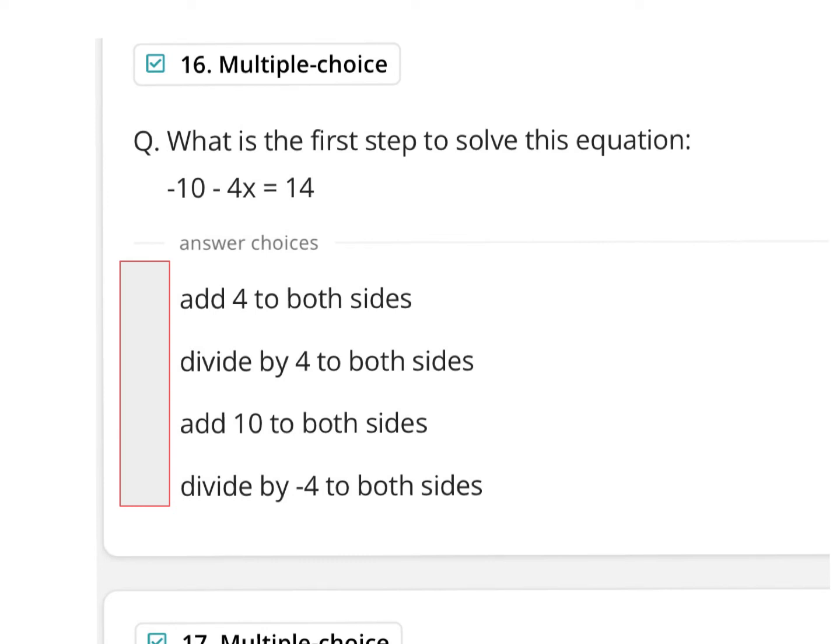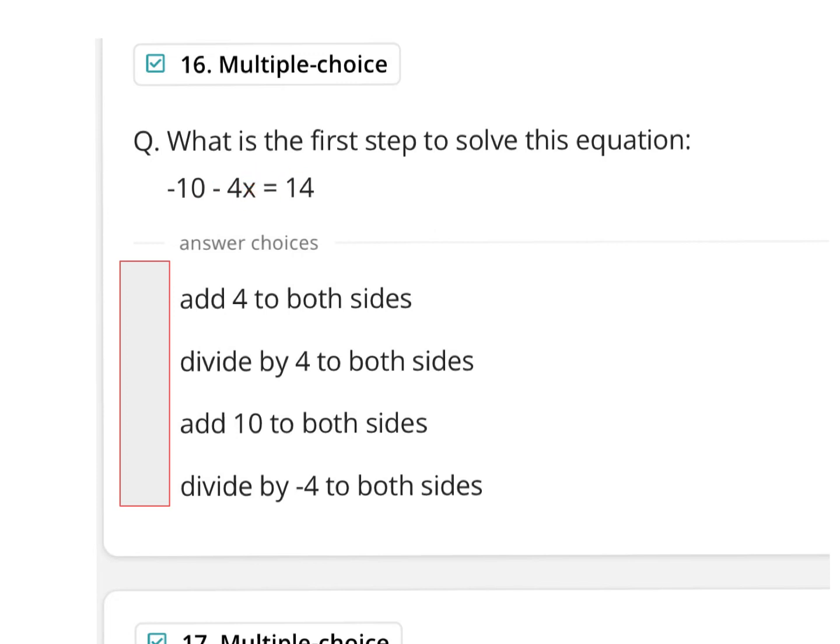Right here, it's simply asking, what's the first step to solve this equation? Well, let's look at our options. Do we add 4 to both sides? Do we divide by 4? Do we add 10? Do we divide by negative 4? It all depends, right? What's the goal of solving any equation? Getting x by itself. But even before that, you're supposed to check and see if there's any distributive property or combining like terms, any simplification. But this equation's already simple, so we could just jump right in and try to get x by itself.